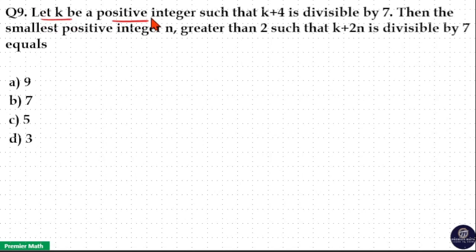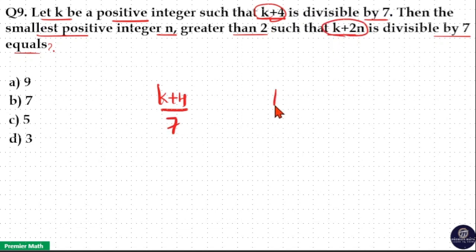Let k be a positive integer such that k plus 4 is divisible by 7. Then the smallest positive integer n greater than 2 such that k plus 2n is divisible by 7 equals. Here k plus 4 is divisible by 7 and k plus 2n also divisible by 7. Now we need to find out the value of n which is greater than 2. Now here k plus 4 is divisible by 7 means smallest possible value of k is 3 here. 3 plus 4 is 7, 7 by 7 is 1. So put k value as 3.